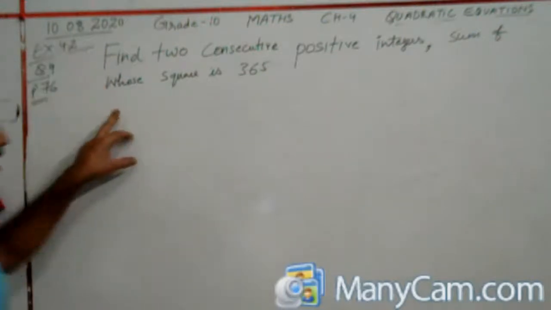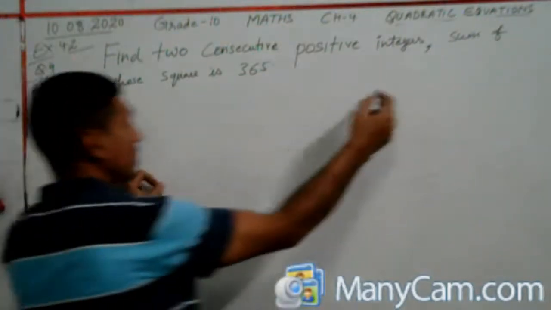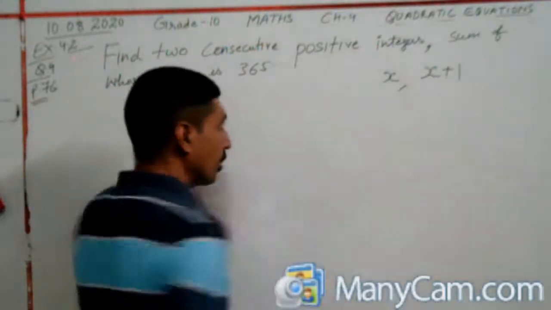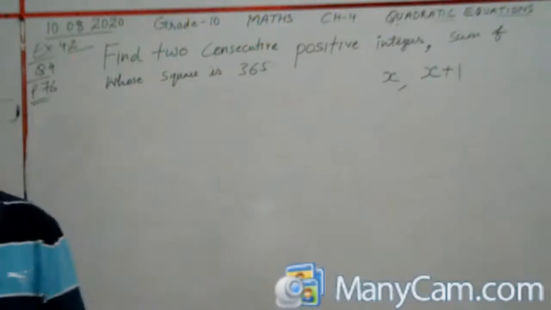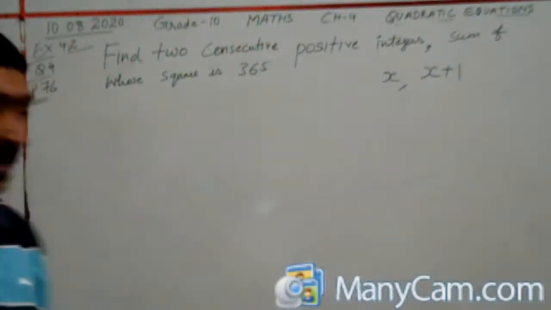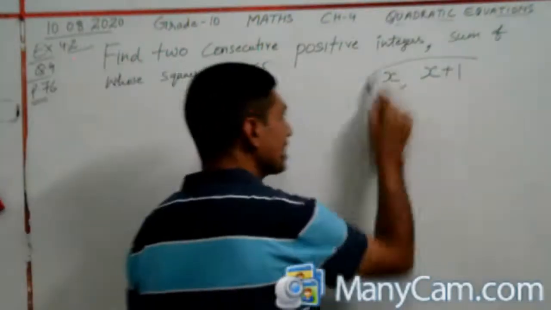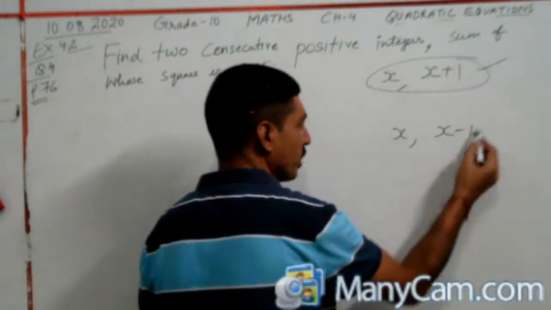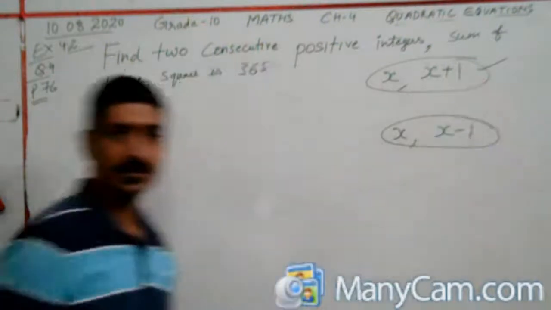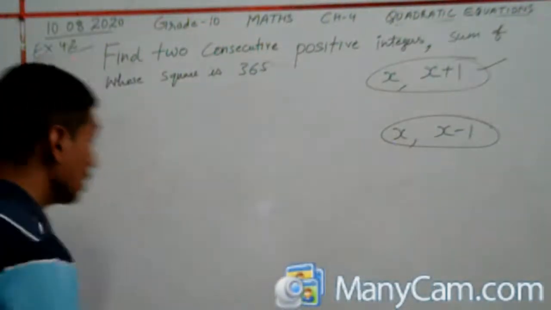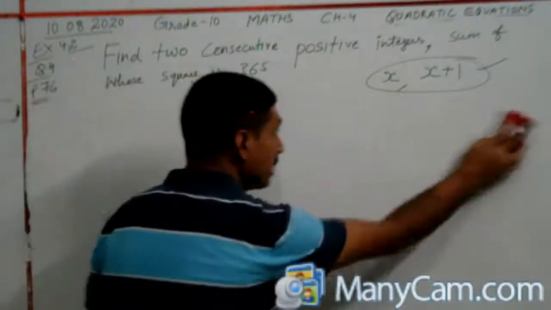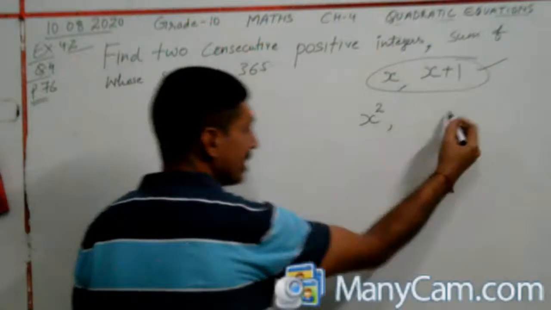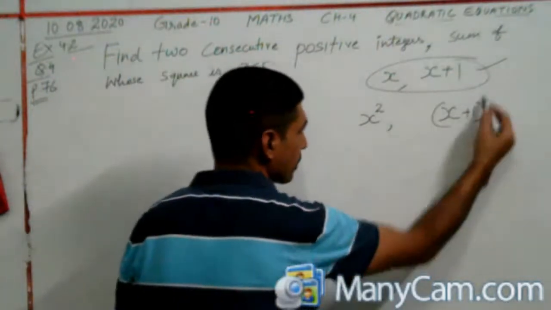So here let one positive integer be x, so another can be x plus 1, or you can write x minus 1. If one is x, another can be x minus 1. In both ways we can take. In any way you can take. But according to the question, we need the squares: one is x square and another is (x plus 1) whole square.